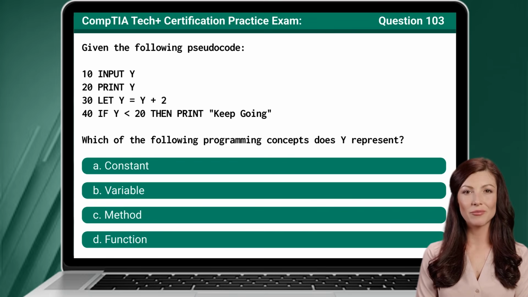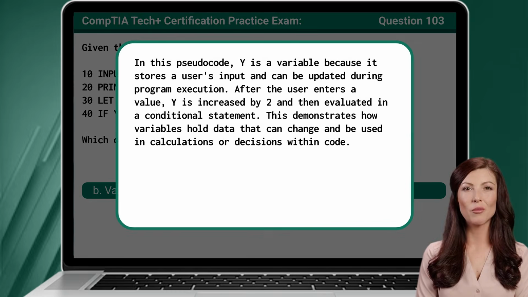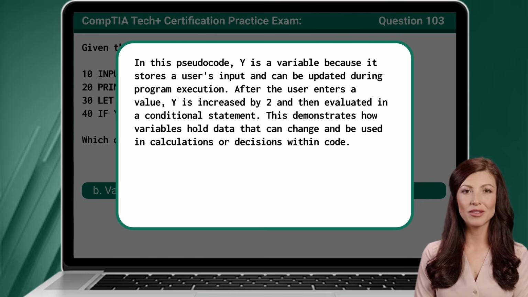The answer is B. Variable. In this pseudocode, Y is a variable because it stores a user's input and can be updated during program execution. After the user enters a value, Y is increased by 2 and then evaluated in a conditional statement. This demonstrates how variables hold data that can change and be used in calculations or decisions within code.